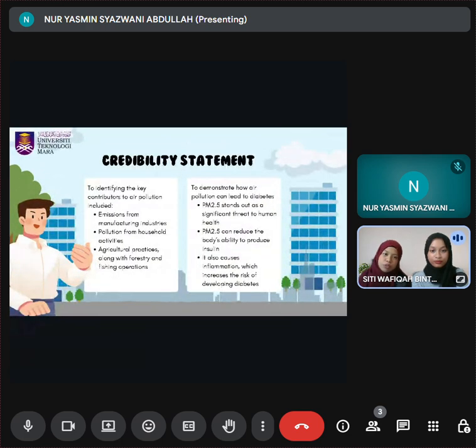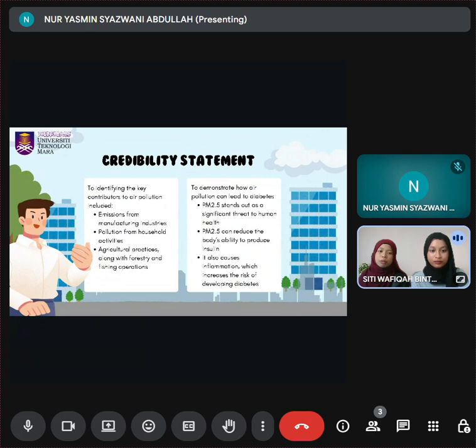So let's move to credibility statement. First one, to identify the key contributors to air pollution, including emissions from manufacturing industry, pollution from household activities, and agriculture practice along with forestry and fishing operations.